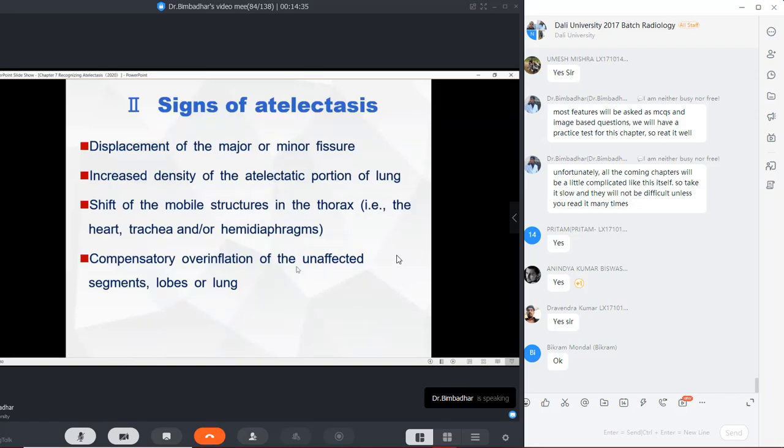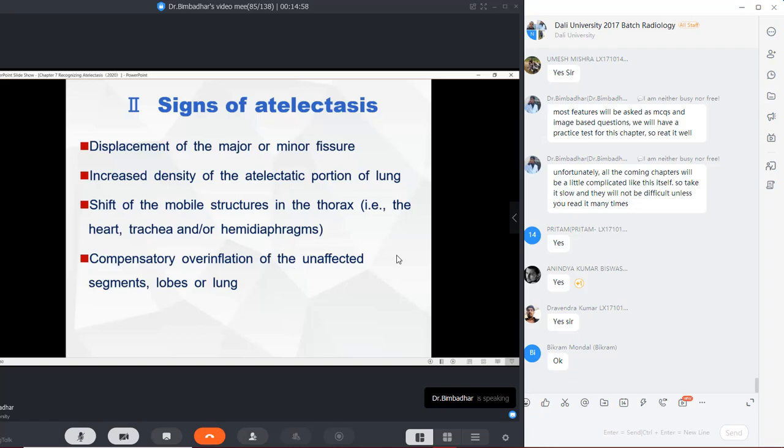Ipsilateral shifting of the heart and ipsilateral shifting of the trachea. The hemidiaphragm is also shifted ipsilaterally: if the problem is present, that is the way the hemidiaphragm will be pulled up. If there is a problem on the left side, there will be a left-sided hemidiaphragm pulled up. If the problem is present on the right side, there is a right-sided hemidiaphragm that is pulled up, right?